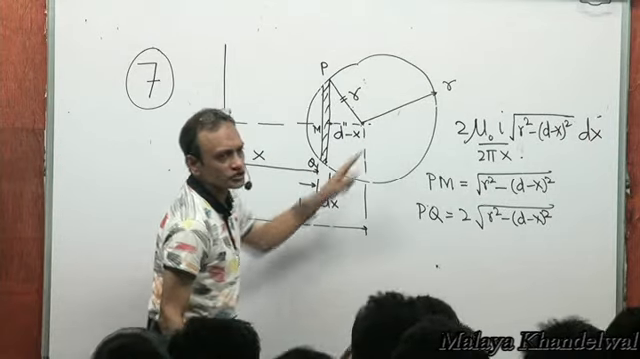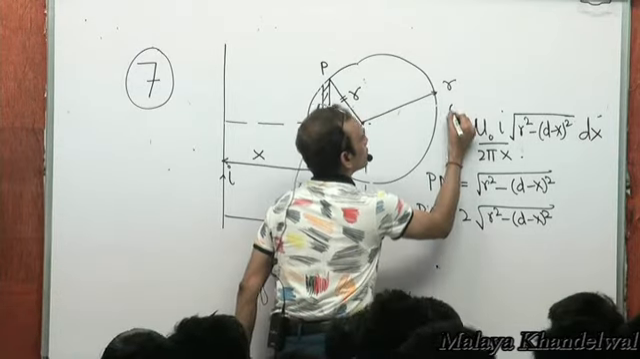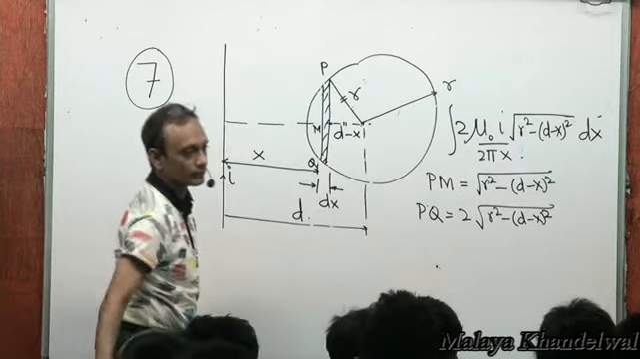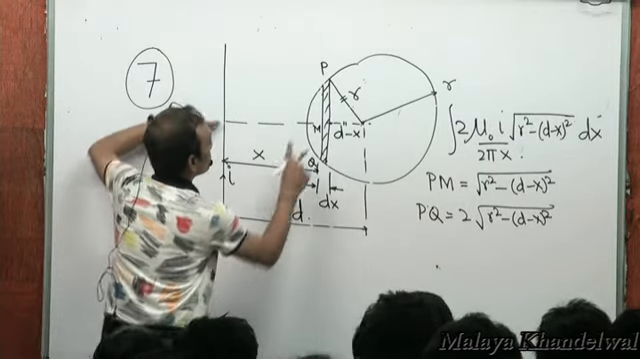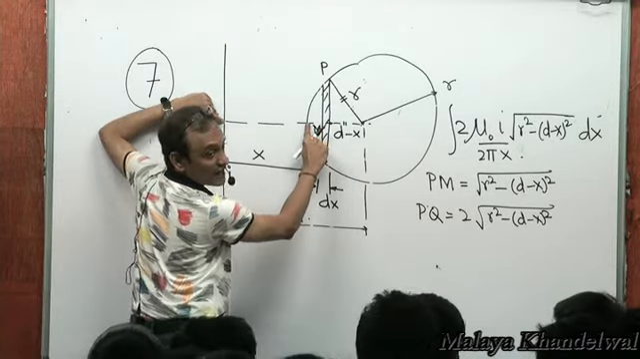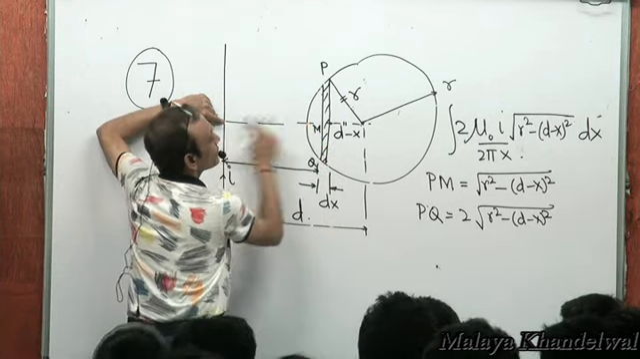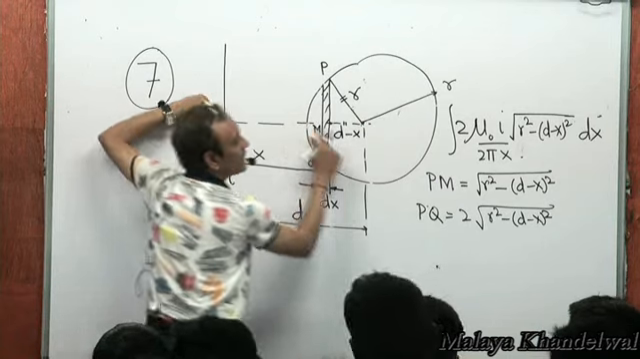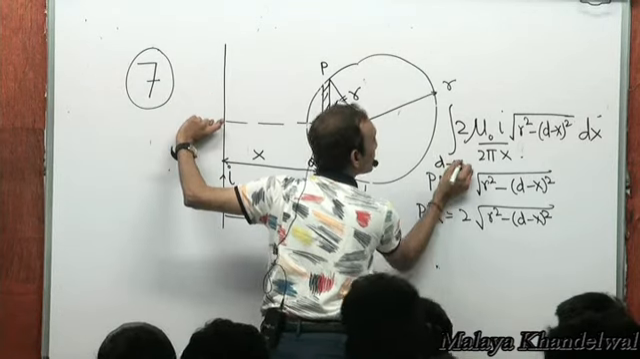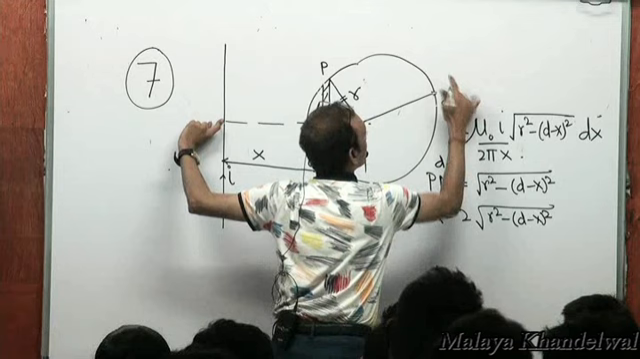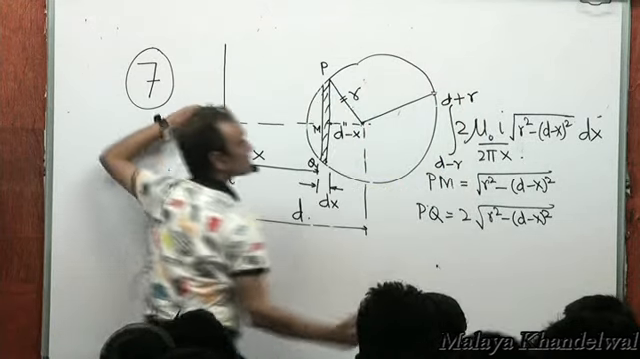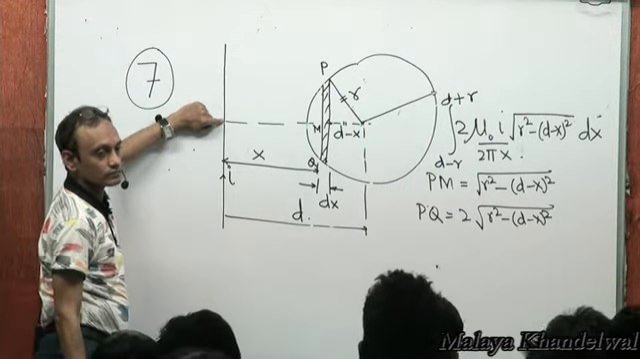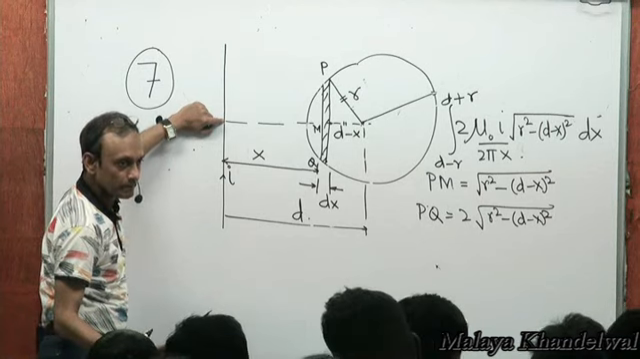The total flux associated with the circular loop would be, x runs from this point d minus r. This point is d minus r, right? This is r. So this length is going to be d minus r. X runs from d minus r to d plus r. That's going to be the total flux. You will have, isn't it?